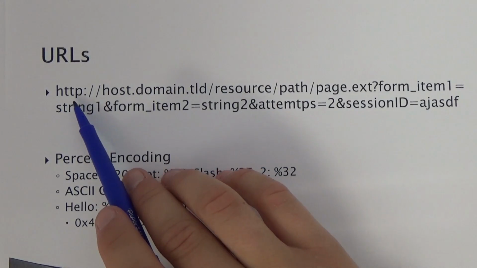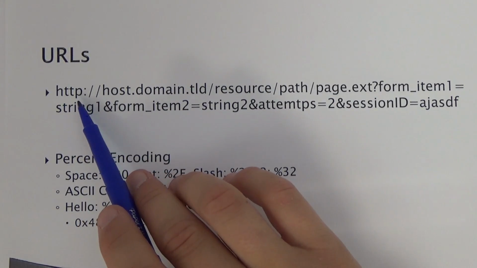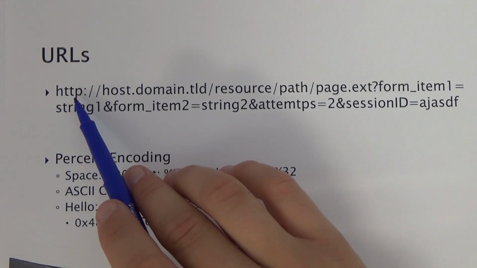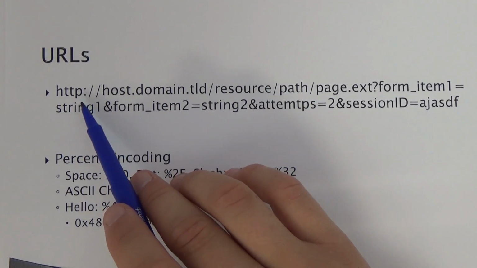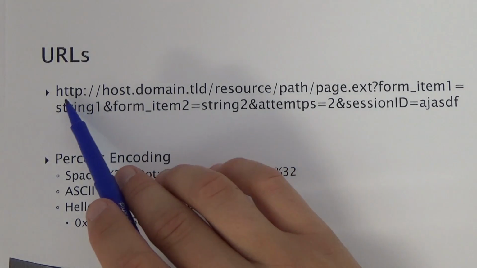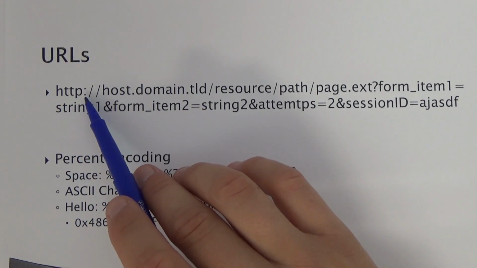So we start with the protocol. Now this protocol is HTTP, Hypertext Transfer Protocol. Of course, we could also do HTTPS, as well as some of the other protocols such as FTP if we wanted to connect to an FTP server. But the protocol comes first, followed by a colon.